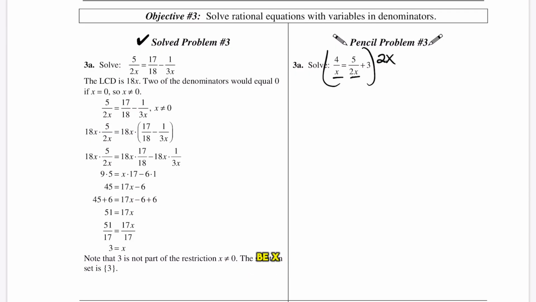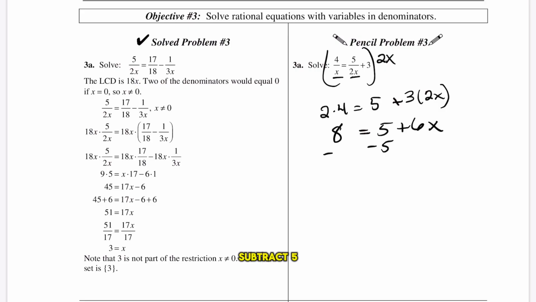So x into 2x is 2, so this would be 2 times 4, and then 2x into 2x is 1, so we don't multiply anything to the 5. And then 3 out here needs a denominator, so you multiply that by 2x, so this will be 8 equals 5 plus 6x. Subtract 5. And we get 3 equals 6x. I can rewrite it as 6x equals 3, and then x is equal to 1/2.